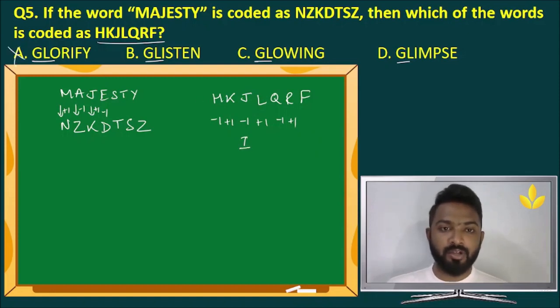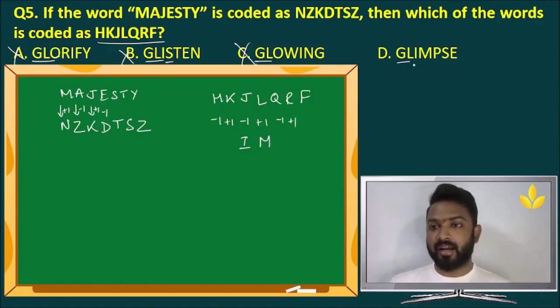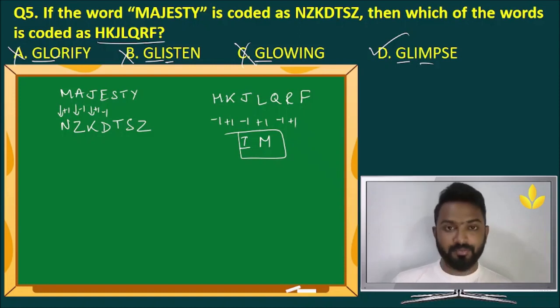So A is gone because it has O, B is okay, C is also gone because it has O, D is okay. Now L plus 1 is obviously M, so B is gone because it has S, and D is correct because it has M. That's it, the answer is D. Using only these two letters we get the answer. If we had to do the entire word, then we would have wasted a lot of your time. Always remember, in aptitude, accuracy is important, but so is speed.